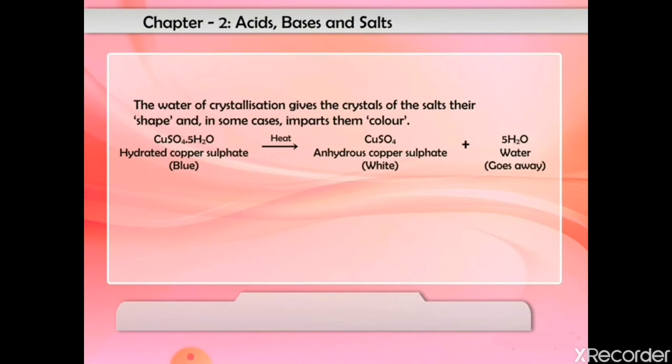Action of heat on hydrated salts. When hydrated salts are heated strongly, they lose their water of crystallization, thus lose their regular shape and color, and become colorless powdery substances. The salts which have lost their water of crystallization are called anhydrous salts. Thus, the anhydrous salts have no water of crystallization. When water is added to an anhydrous salt, it becomes hydrated once again and regains its color.